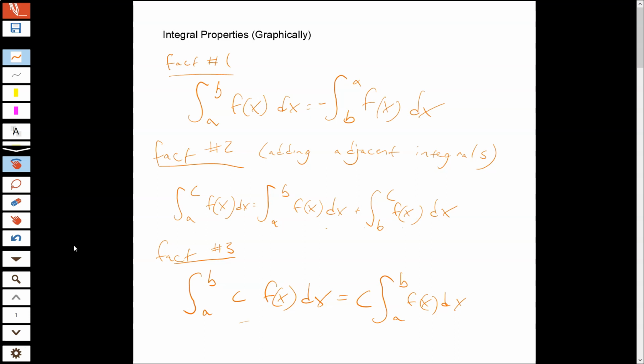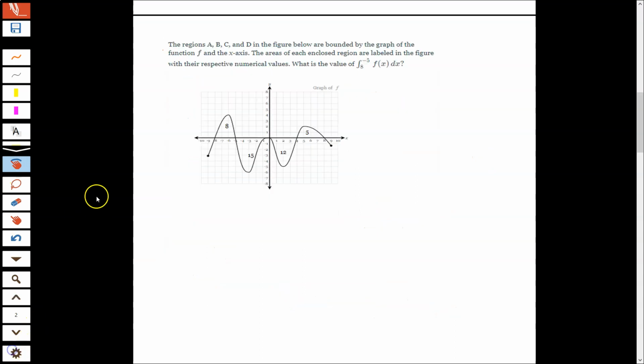I prefer to call them facts because rules makes it sound like somebody made them up, and that's really not the case, right? These are facts that we know just based on how we've defined the integral. We know that they must behave this way. In any case, let's see what these look like graphically. If you made it through the last lesson, you're going to have an easy time with this one. So jumping straight into the problems here.